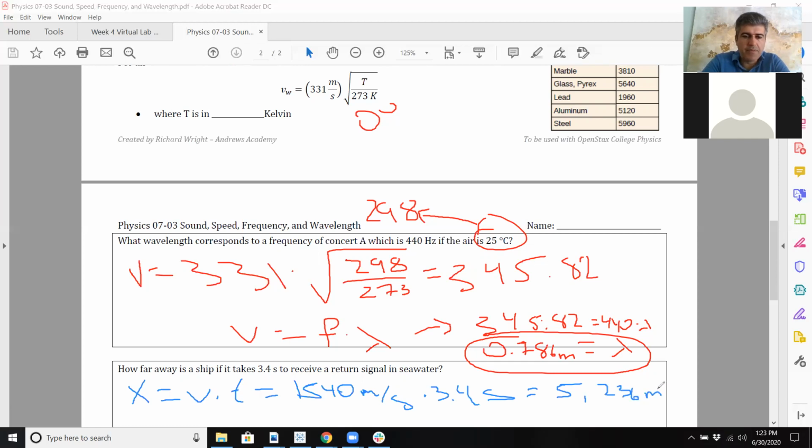However, to receive a return signal, right? You get the signal, you return it back. So you actually have to divide that by 2. It's going to be 2618. So that's that one there.